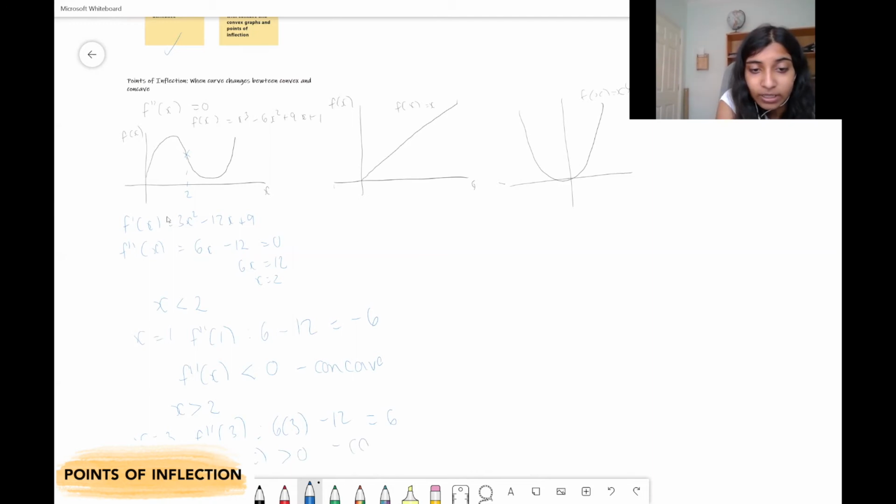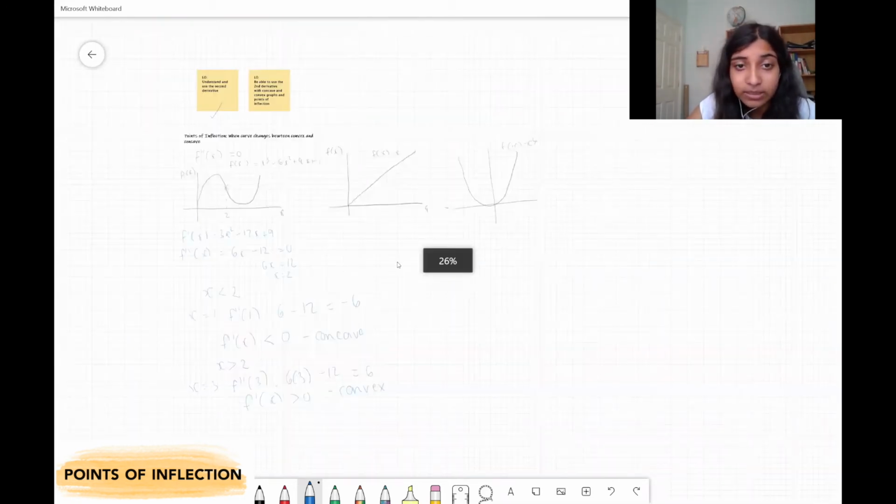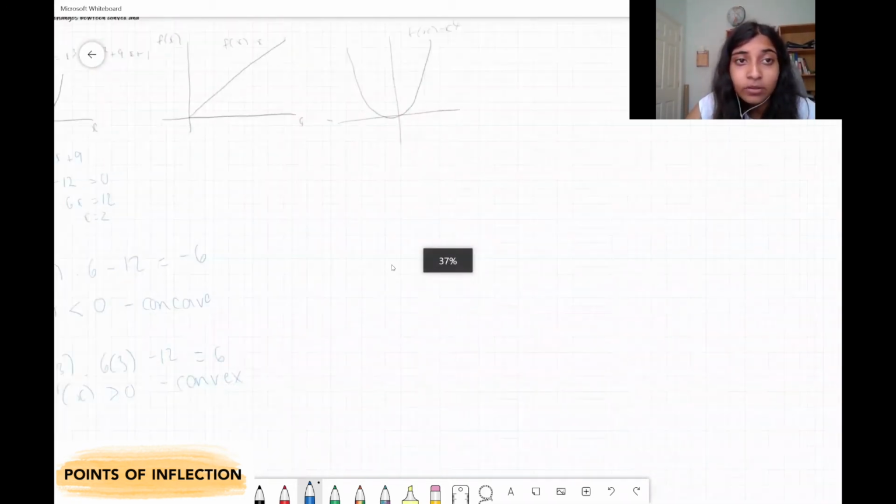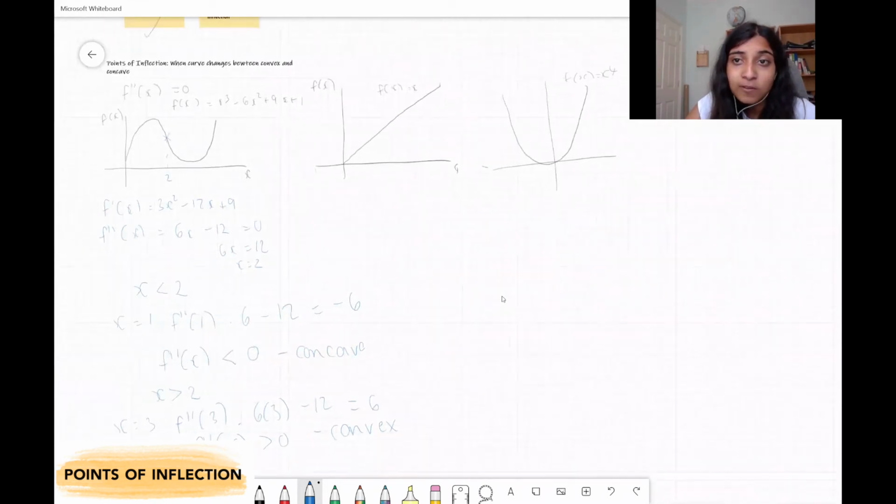That means for values above 2, our curve will be convex, and for values below 2, our graph is concave. So when x equals 2, our graph switches, and this point is called our inflection point. But you've got to be really careful, because not all graphs where your second derivative is equal to 0 have an inflection point at that point.